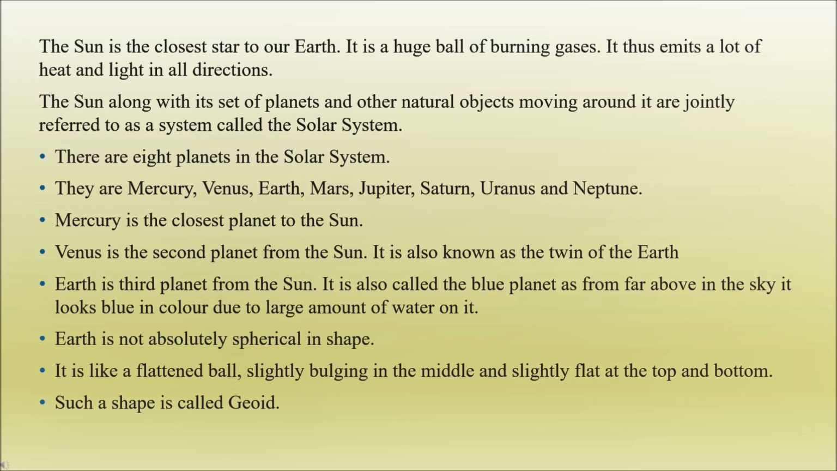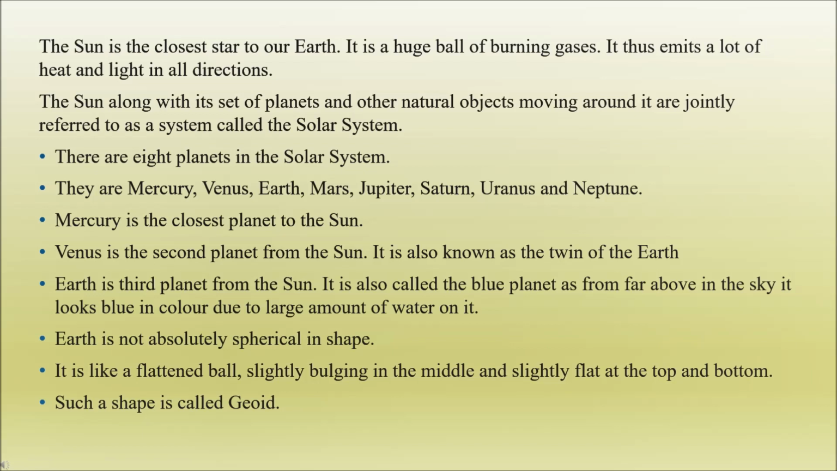Venus is the second planet from the sun. It's also known as the twin of the earth. Next, about Earth. Earth is the third planet from the sun. It's also called the blue planet as from far above in the sky it looks blue in color due to the large amount of water in it.